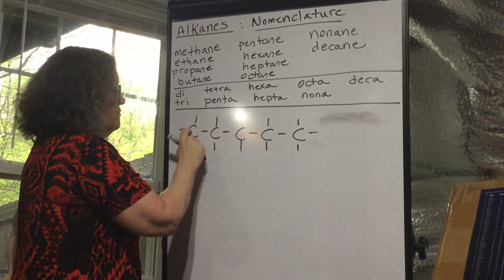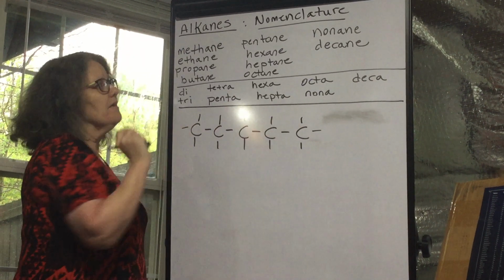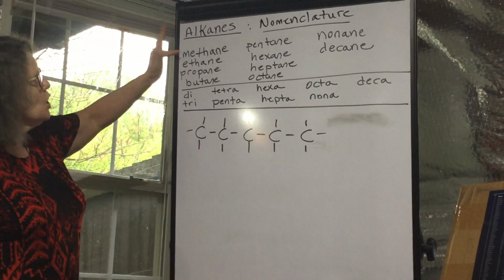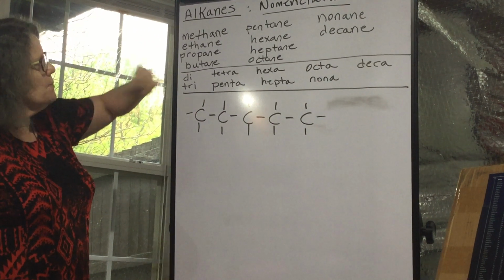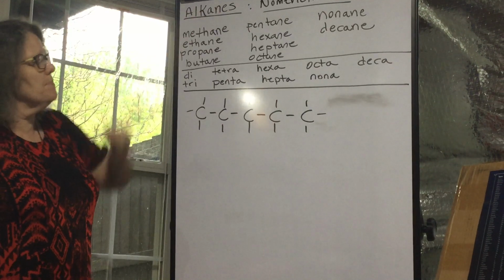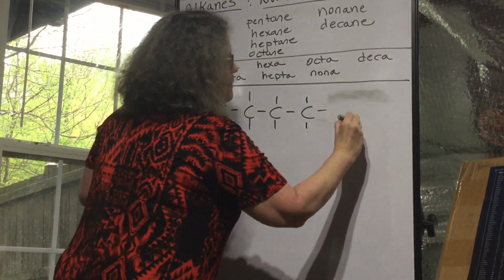1, 2, 3, 4, 5. A 5-carbon chain, 1 carbon methane, 2 carbon ethane, 3 carbon propane, 4 carbon butane, 5 carbon pentane. This is pentane.